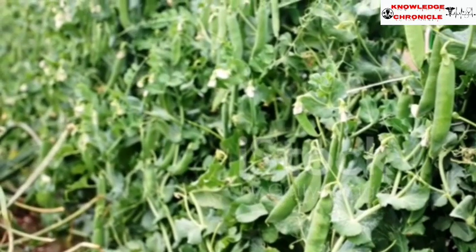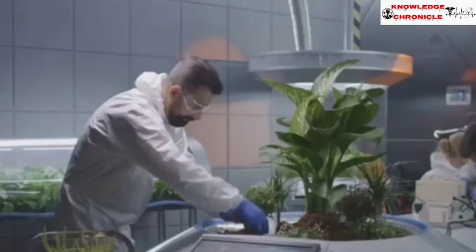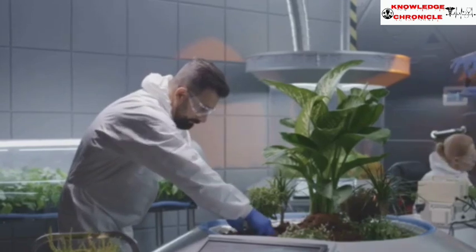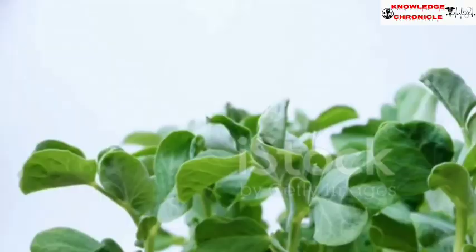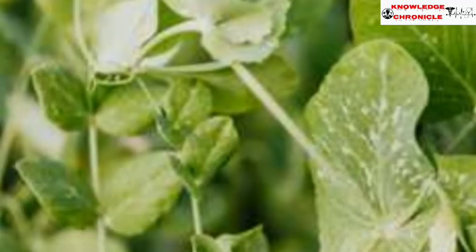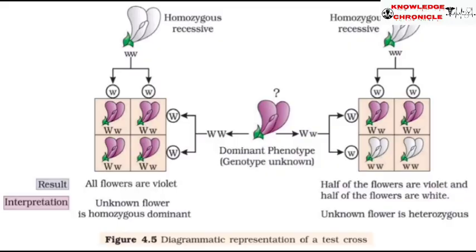To determine if a tall plant is homozygous TT or heterozygous Tt, it's crossed with a dwarf plant tt. If all offspring are tall, the parent is TT. If there's a mix, it's Tt. This is known as a test cross.